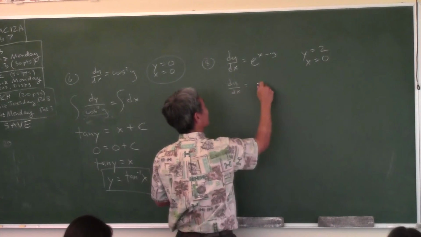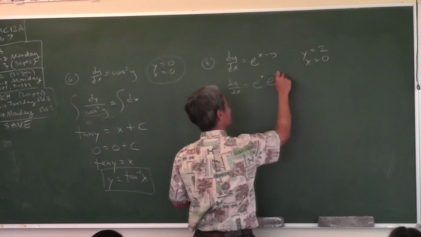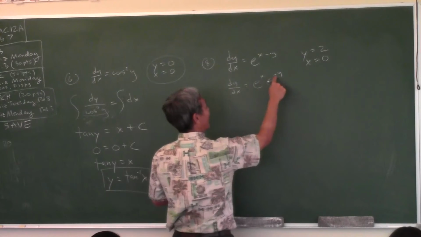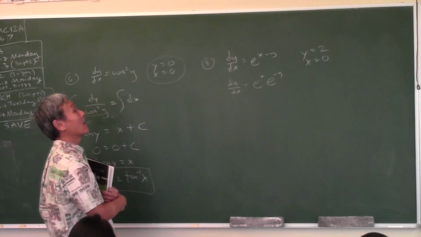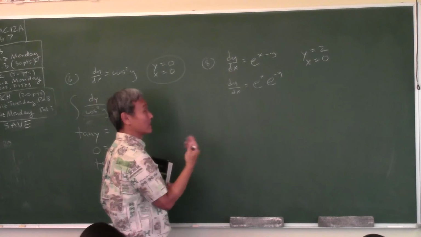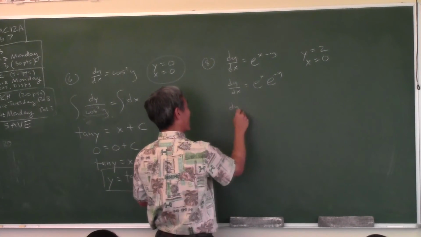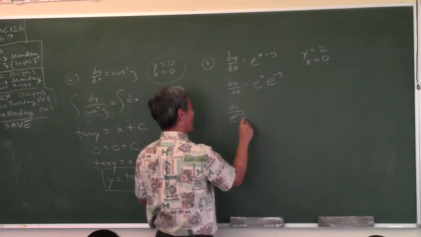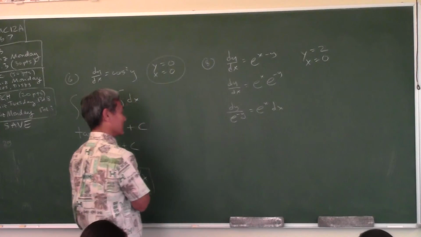Split this up into e to the x times e to the negative y, because then you would add the exponents to get that, right? Okay, now once you write it like this, how do I get rid of this? Divide it, so you get dy over e to the negative y equals e to the x dx. Can we do that?